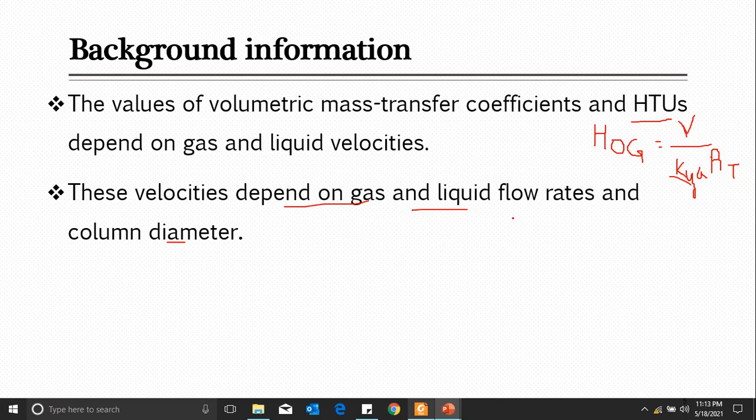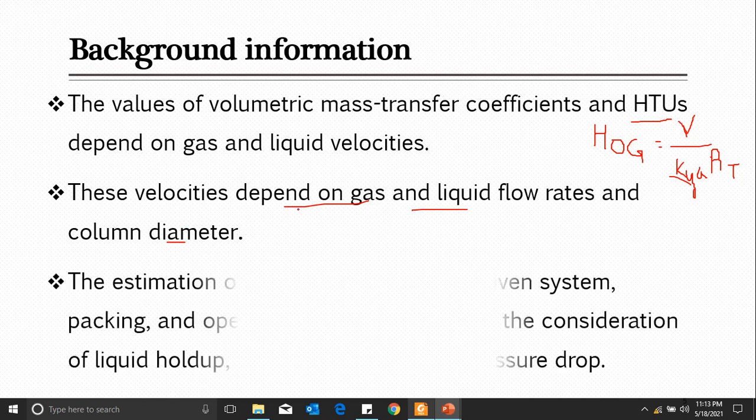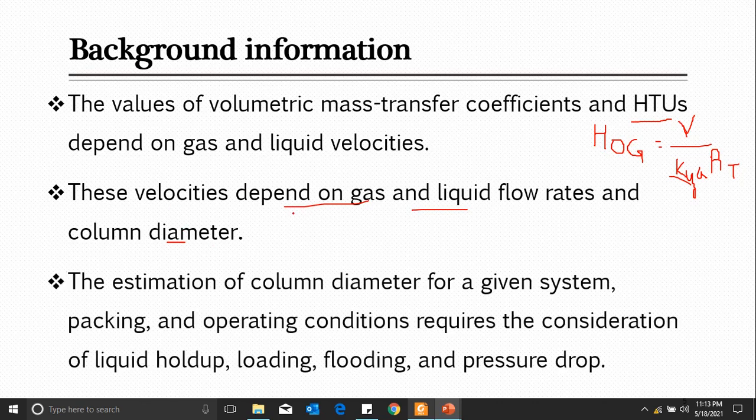So as we said already in the last slide, sufficient liquid flow rate is mandatory for good contact between the liquid and vapor and for the wetting of the surface of the packing. So it is dependent or affected there. Velocity will vary, and we have to take care of this when we are designing this system.